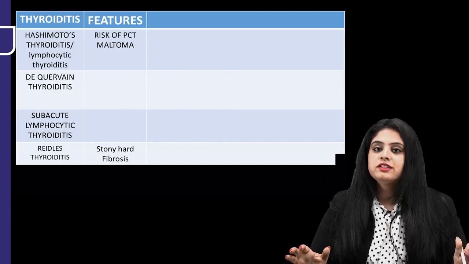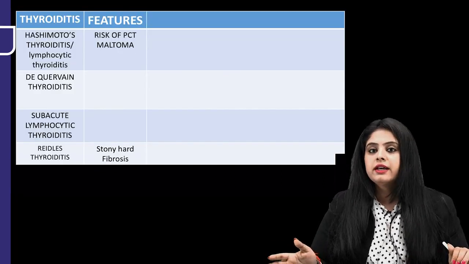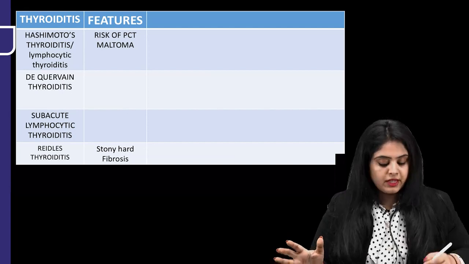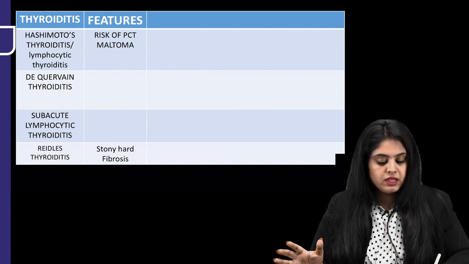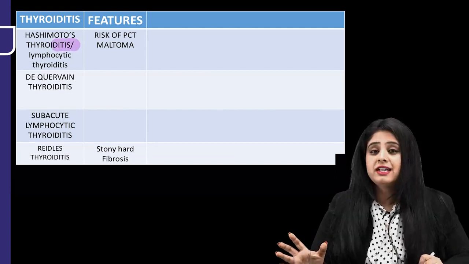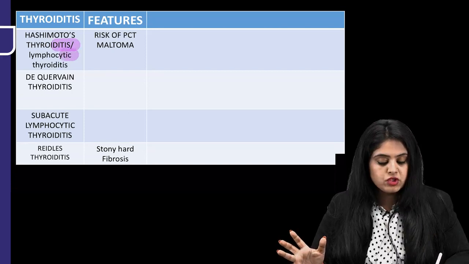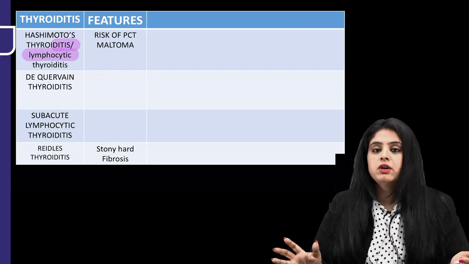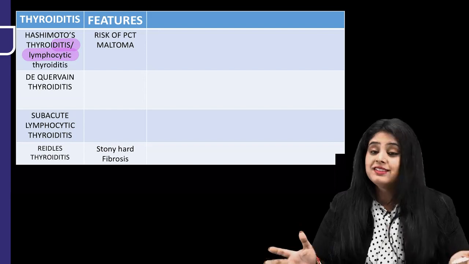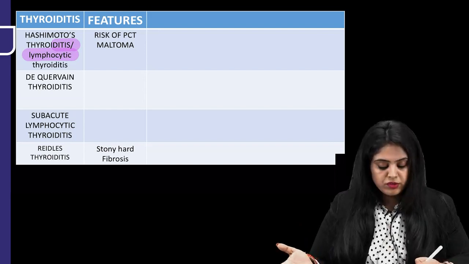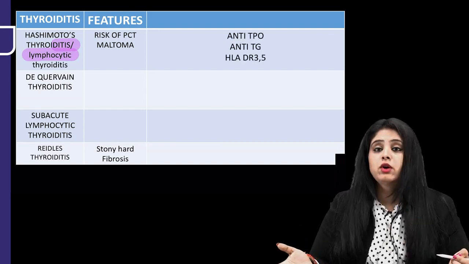So now focusing on the thyroiditis, and then we'll go on to the thyroid cancers. When I'm talking about thyroiditis, the first one is going to be Hashimoto's thyroiditis. Itis means inflammation. Which inflammation are you talking about? We are talking about lymphocytic inflammation. So why is this happening? It's an autoimmune disorder. There is going to be association with a lot of antibodies.